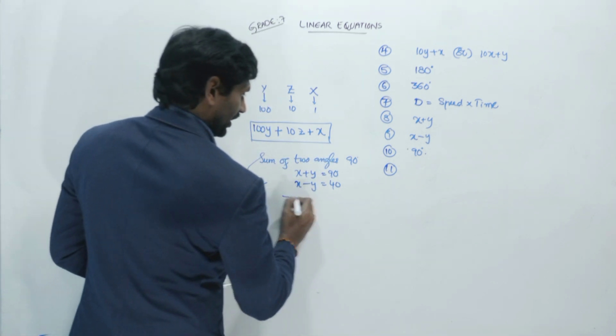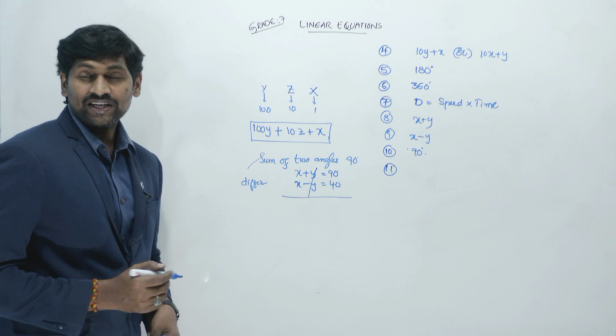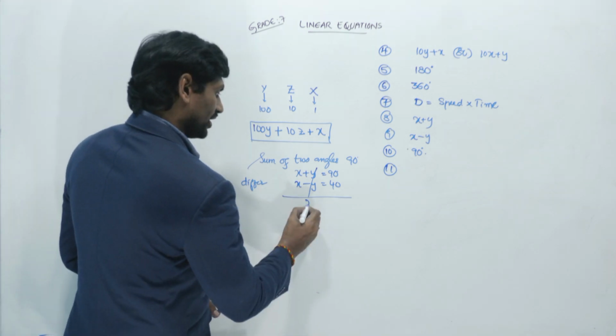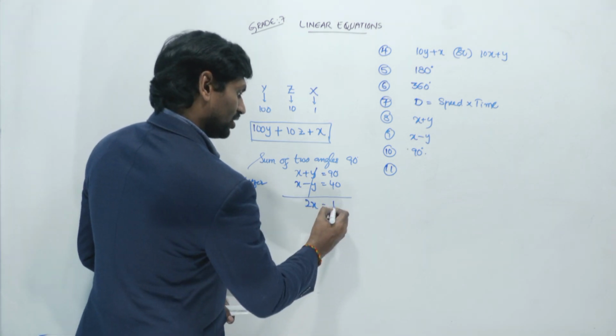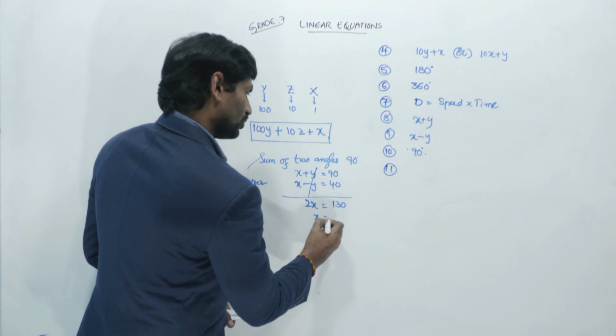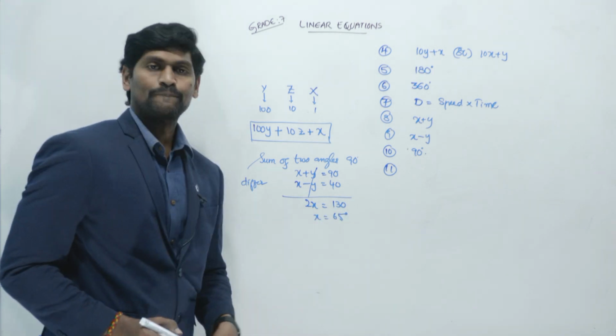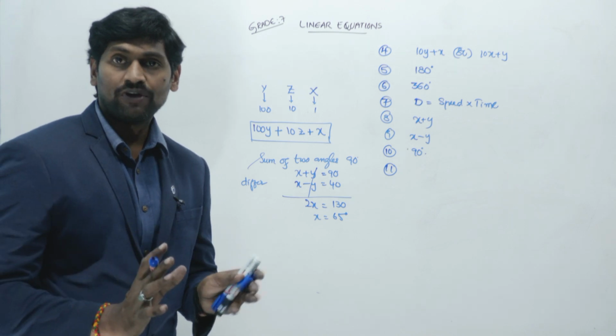Now let us try to add both of them. Plus Y and minus Y cancel. X plus X is 2X, and 90 plus 40 is 130. Then the X value is 130 by 2, which is 65 degrees. The X value is 65 degrees.